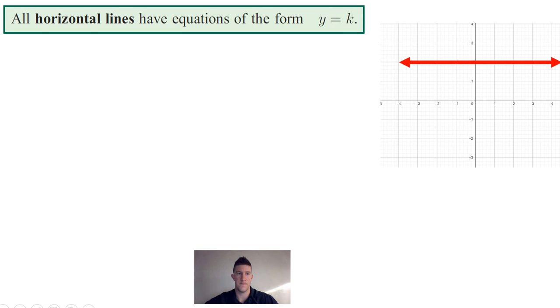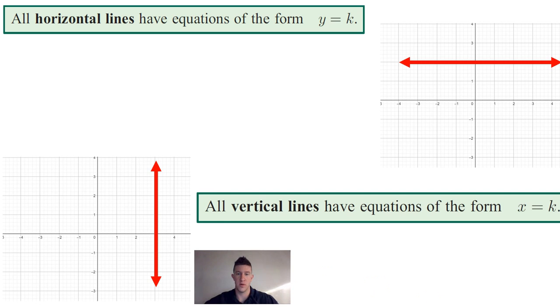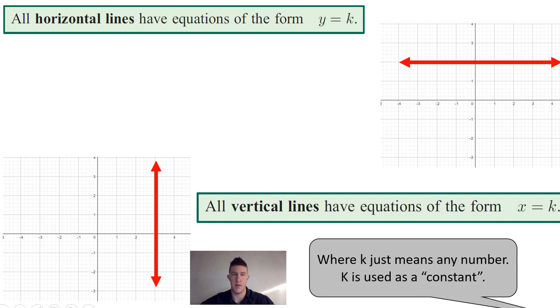On the flip side, any horizontal line will have the equation y equals k. A vertical line will have the equation x equals k. K here is just a number. We use k as a constant, so it's not a variable, it's not like an x or a y. K is just any number you can think of.